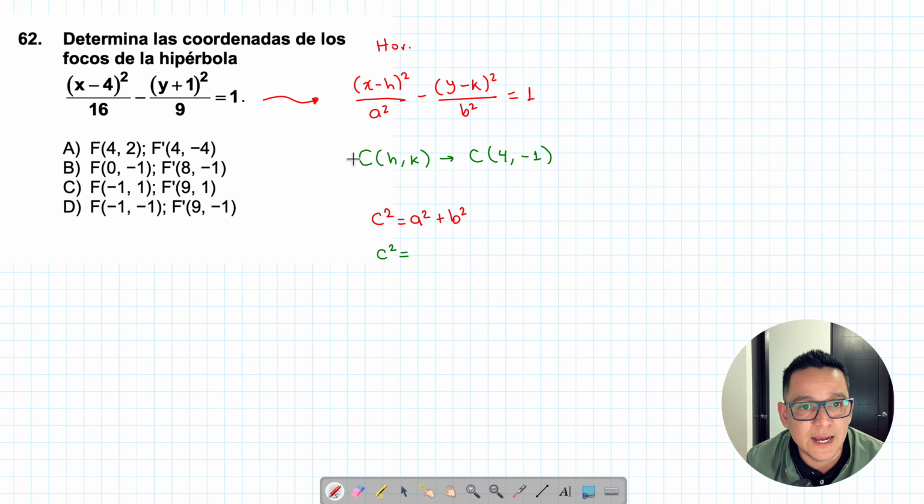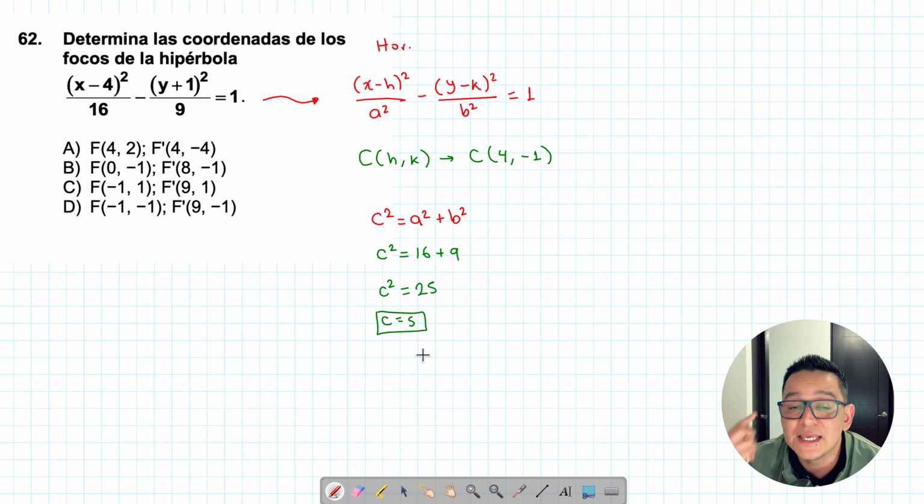So let's go ahead and write a squared. In this case, a squared is 16. Then we're going to add b squared. In this case, b squared is 9. And from here, we solve for c. 16 plus 9 is 25. So if c squared is 25, then c is 5, right? Ready? This is lowercase c, and it turns out that lowercase c is the distance from the center to the foci. Okay, so from the center to each of the foci, there are 5 units.